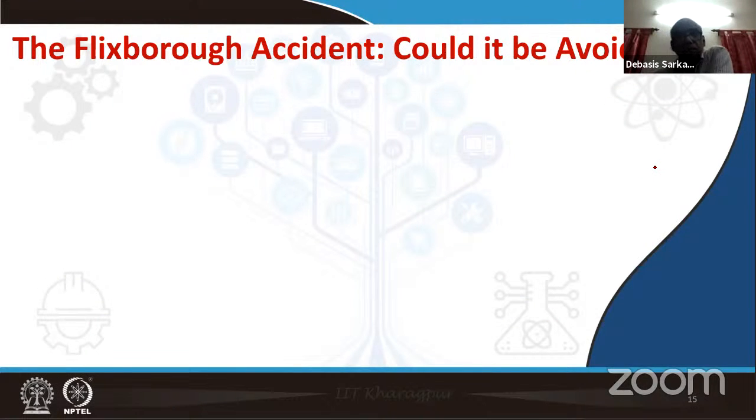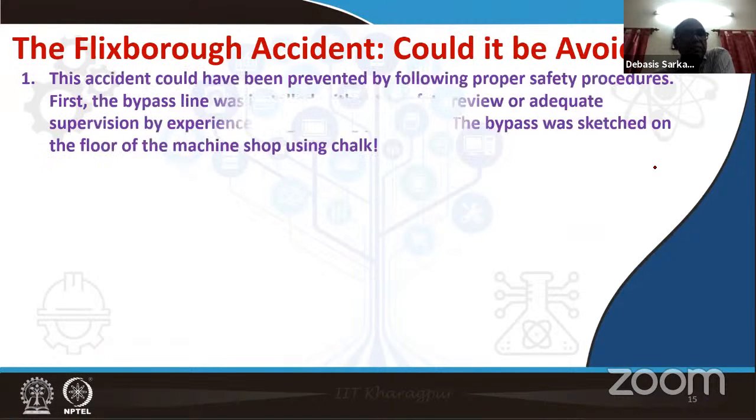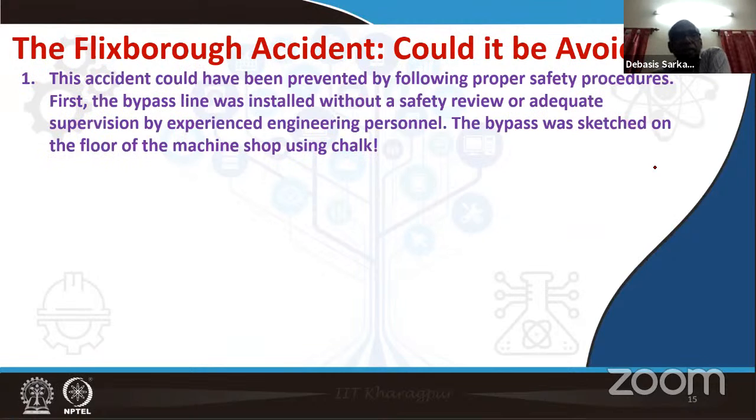Now, we ask the question, could the accident be avoided? The answer is yes. This accident could have been prevented by following proper safety procedures. First, the bypass line was installed without a safety review or adequate supervision by experienced engineering personnel.